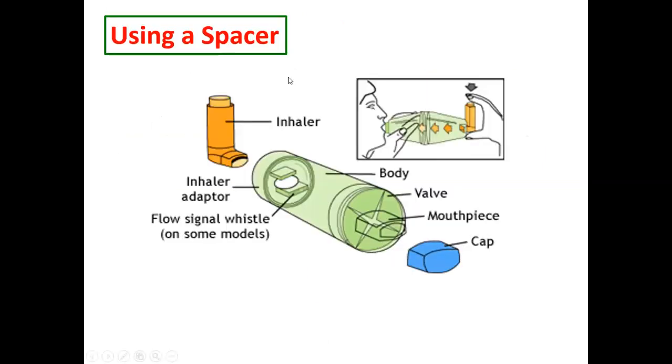So you see with using a spacer, you have your inhaler, it plugs into the opening. Some of them actually have a whistle, so you can tell whenever the medication's been released. And then there's a blow valve and a mouthpiece.